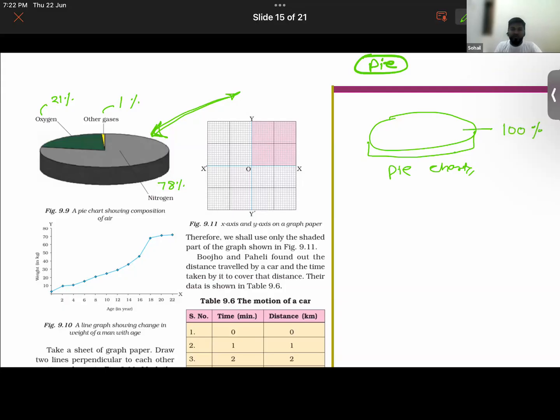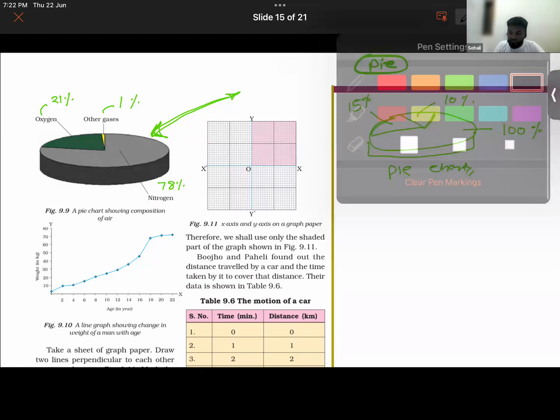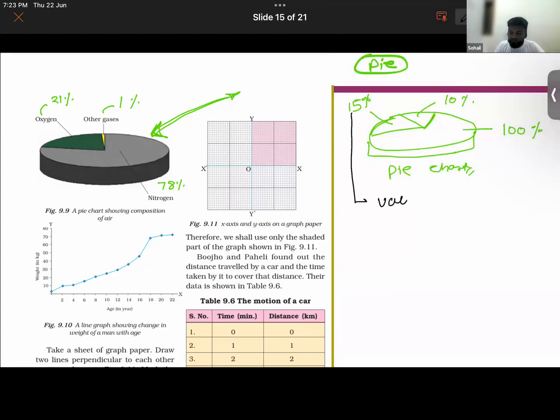Okay, and if you make different slices out of it, let's say you take out two slices from it. So one slice is, let's say, it represents 15%. The other slice represents 10%. And this could be a value of anything, like let's say 15% of boys in your school play volleyball. 10% of boys in your school play cricket. And the rest play badminton.